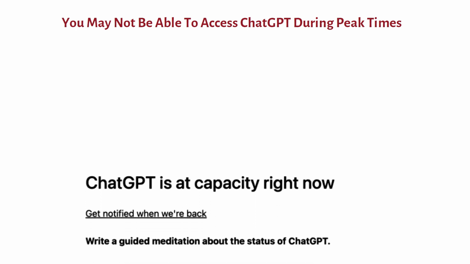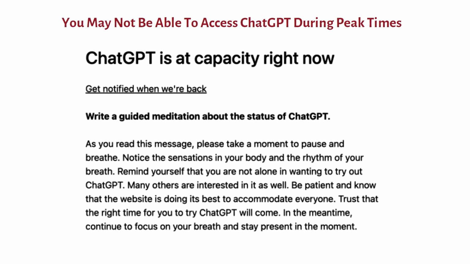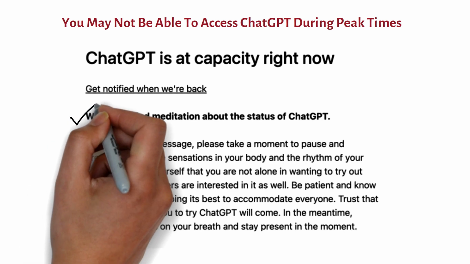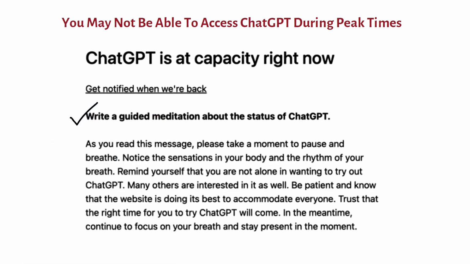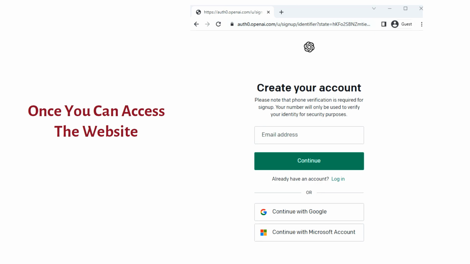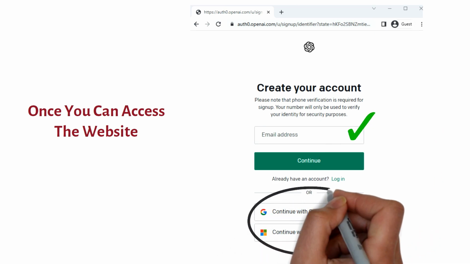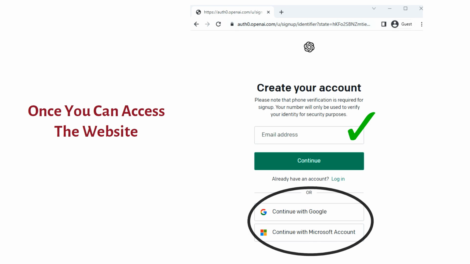The usage notification always includes some sort of ChatGPT-generated message about the site status, like the guided meditation shown here. You may also enter your email address to be notified when the site is up and running again. Once you can access the website, you can create an account with an email address, or you can use your Google or Microsoft account to access ChatGPT.